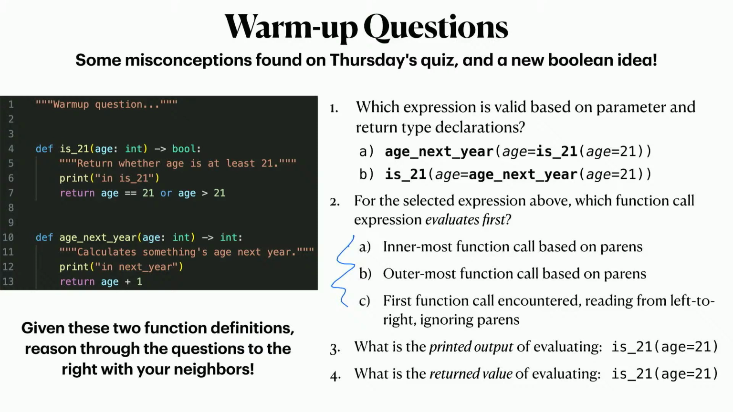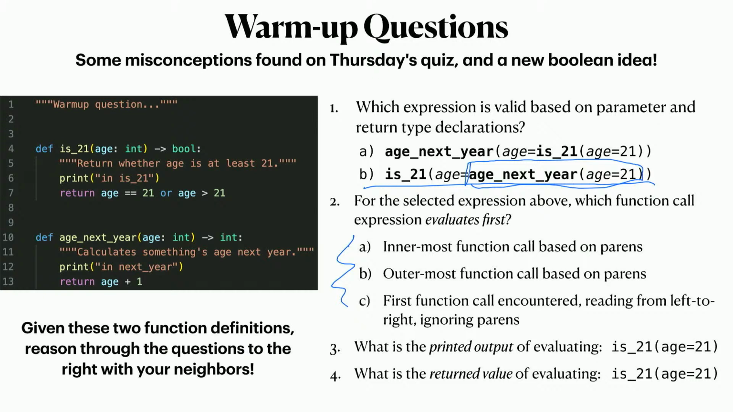Absolutely, you're correct. For similar reasons to our PEMDAS order of operations, looking from the innermost parentheses and working our way out, we know that this one is the correct expression for making this composed function call. In order to know how to set up our frame for is21, we first need to know, well, what is the age argument going to be? And so we need to work our way from the innermost function calls out.